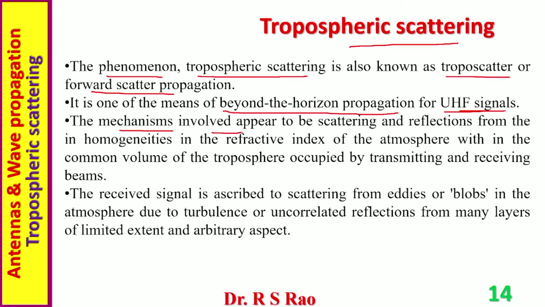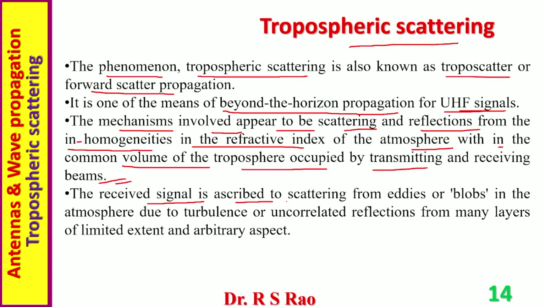The mechanisms involved appear to be scattering and reflections from the inhomogeneities in the refractive index of the atmosphere within the common volume of the troposphere occupied by the transmitting and receiving beams. The received signal is ascribed to scattering from eddies or blobs in the atmosphere due to turbulence, or uncorrelated reflections from many layers of limited extent and arbitrary aspect.